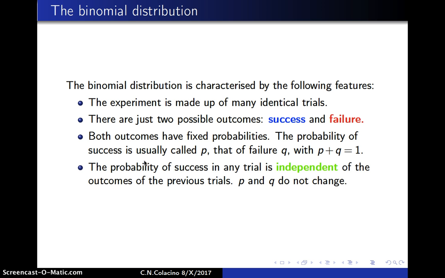The probability of success, that's a very important point, in any trial is independent of the outcomes of the previous trials. If I toss a coin 1,000 times, well, the probability of head or tail doesn't change. If I roll a die, probability of 6 or probability of any other number doesn't change, even if I roll it 1,000,000 times.